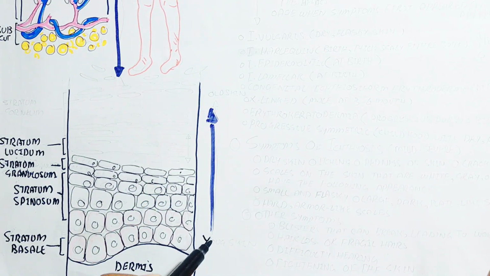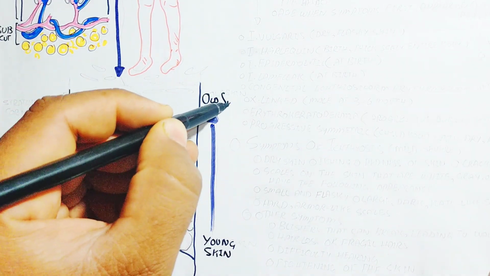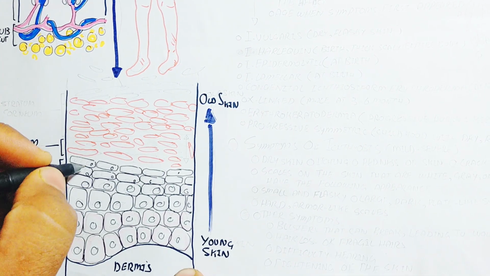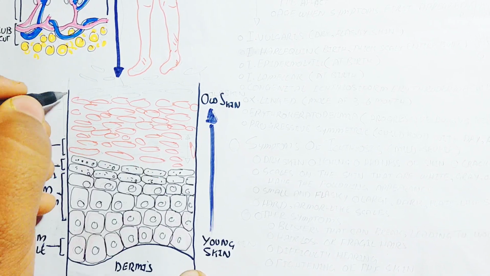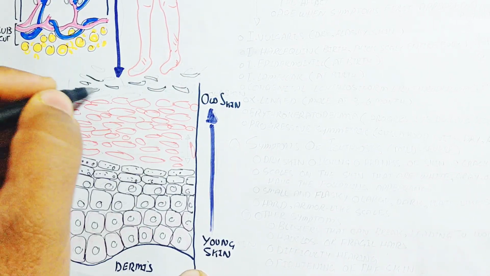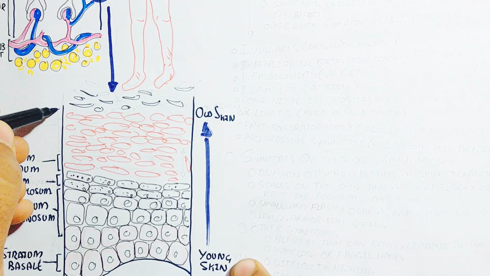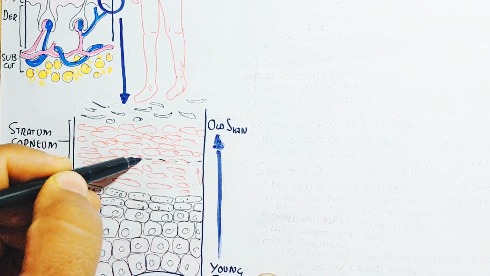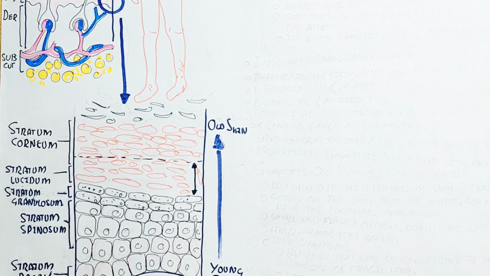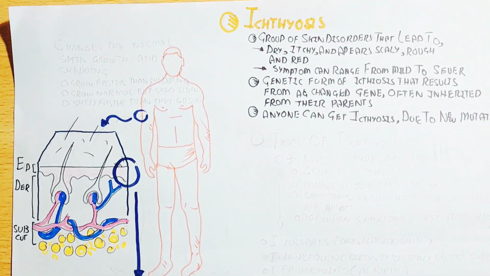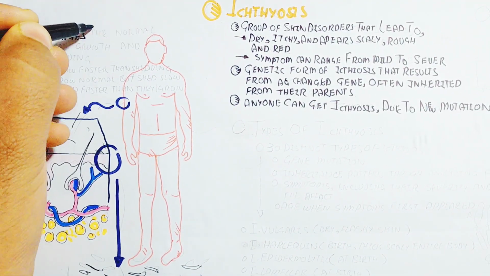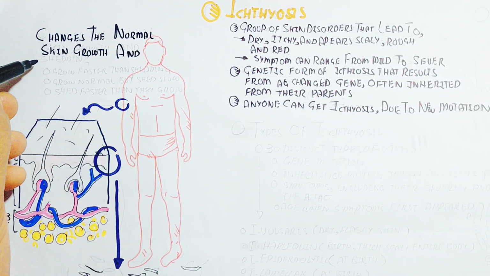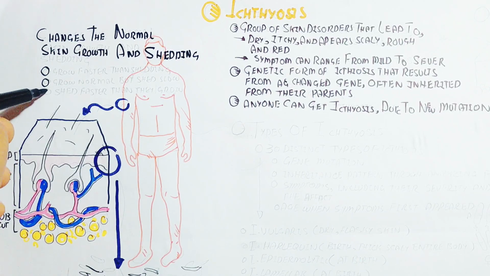The young skin will move outward and the old skin will slough off. It means periodic and continuous shedding is required for the regeneration and growth of new skin. This is the stratum corneum, which contains dead cells and melanin-filled pigment cells that will slough off, while the melanocytes will deposit it. So the important thing is that ichthyosis changes the normal skin growth and shedding.